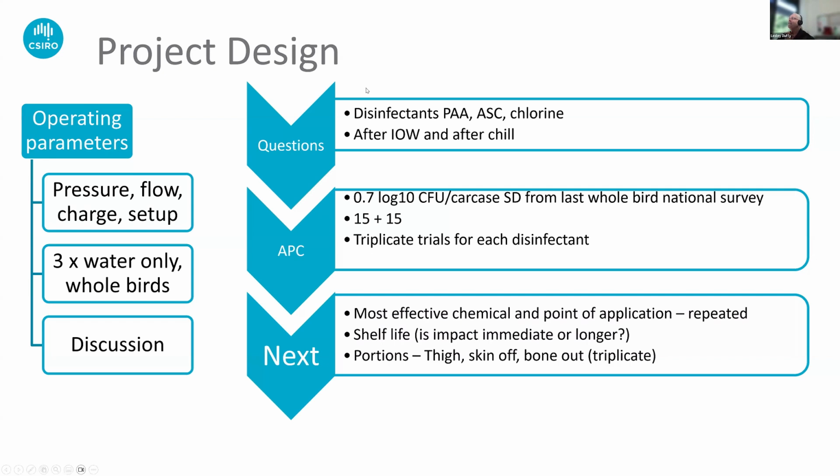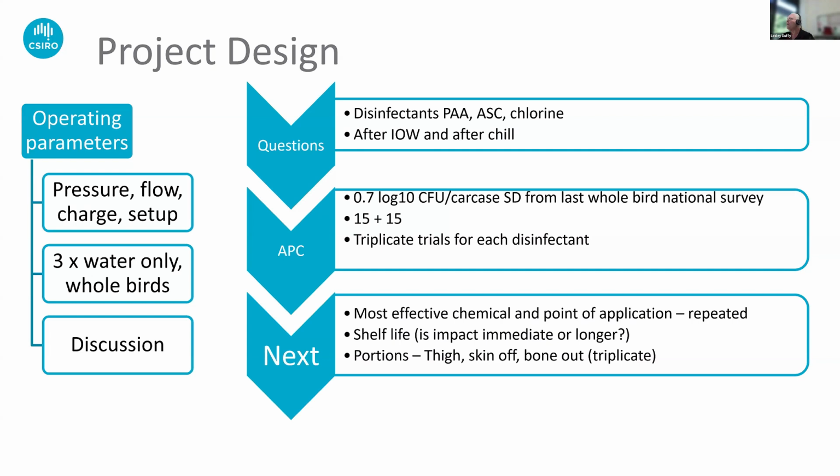So the question we were looking to answer was, could we use this for applying disinfectants onto whole birds? And after discussion with the steering committee, we're looking at using PAA and acidified sodium chlorite and our standard chlorine at the different pH, and then also about where we would potentially apply this, or where it could be applied in a normal system. So after the inside-outside wash, so immediately before it enters chill, and then again after it's been through the chill, whether that was just after immersion or whether it was immersion and air chill, depending on what was being run in the plants.